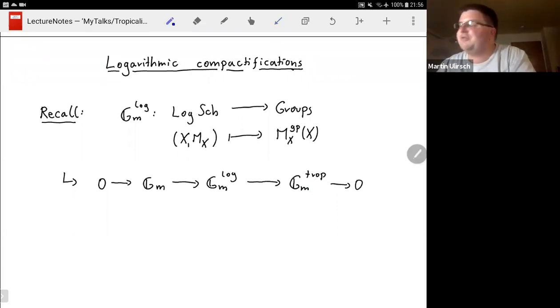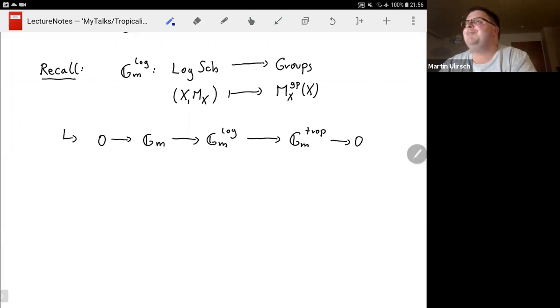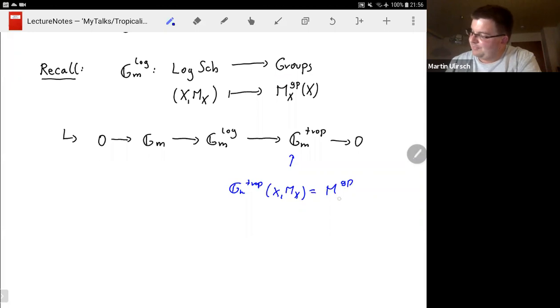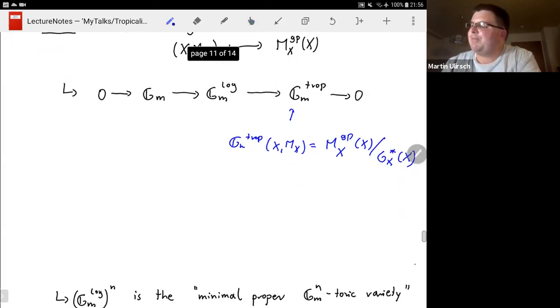For understanding G_m log and G_m trop, I refer to the beautiful recent paper by Jonathan Weiss and Sam Molcho, about which I believe some of you have heard something in this seminar or in a nearby class. This thing is really defined as the quotient. In other words, G_m trop is the functor on log schemes that associates to such a log scheme the groupification and you mod out by O_X star. It's quite literally the quotient, and it has some beautiful properties.